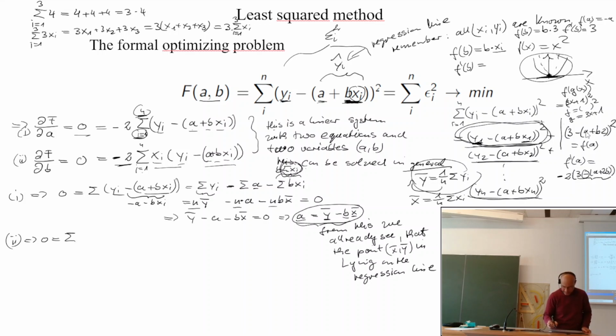So we obtain here, multiplying this bracket, x_i y_i, minus x_i times this bracket here, so it is x_i times a, and minus x_i times b times x_i. So minus b times x_i squared.